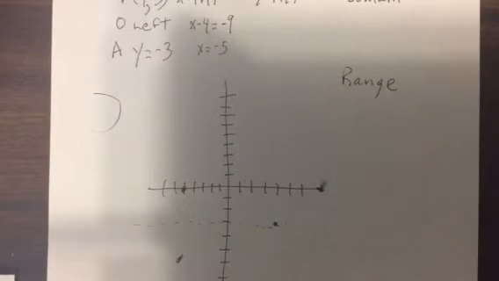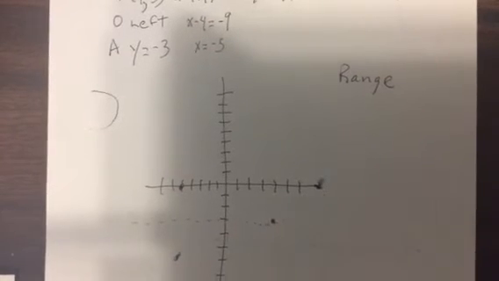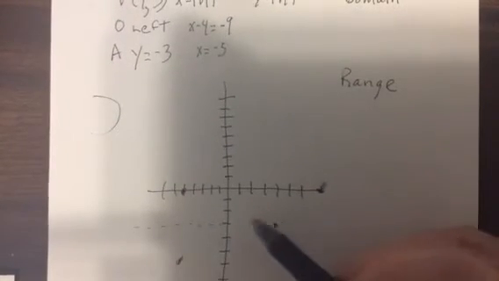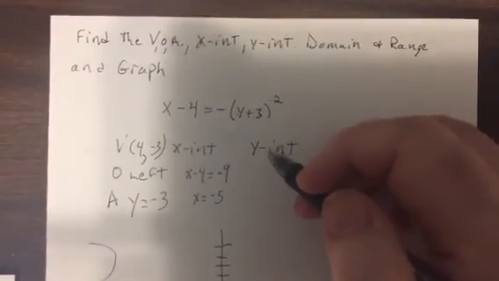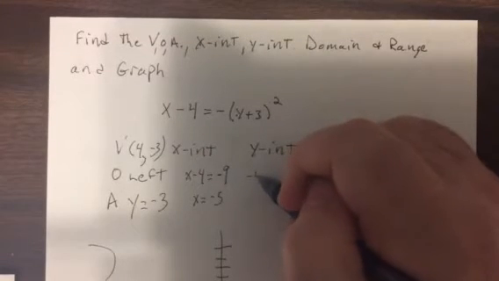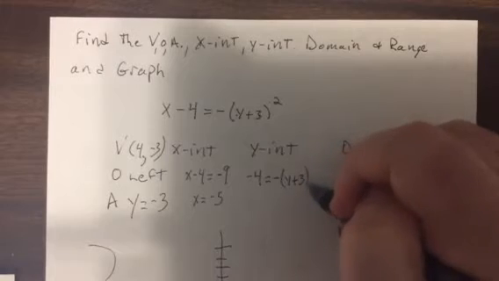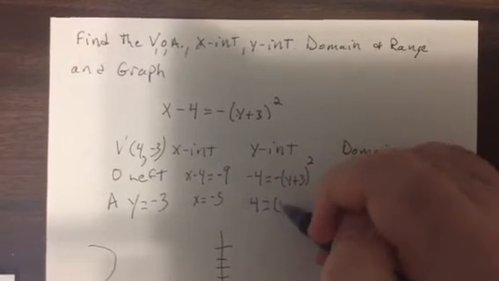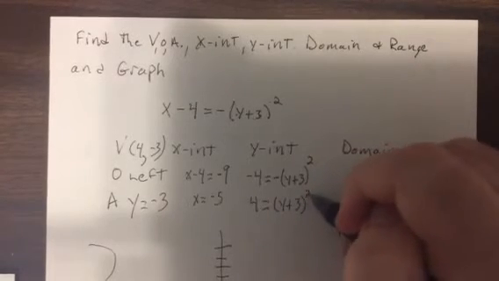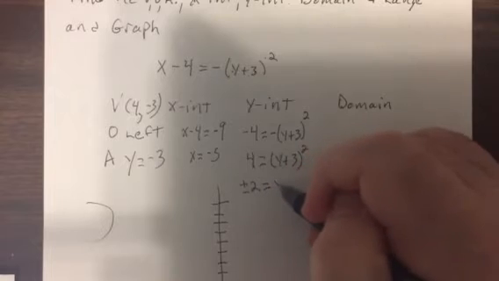So anyway, sorry about that. Let's find the y-intercepts. Now, we're assuming there's 2 because look at this. It goes twice. So let's put 0 in for x. We have -4 equals the opposite of y plus 3 squared. Take the opposite, 4 equals y plus 3 squared. Square root, plus or minus 2 equals y plus 3.